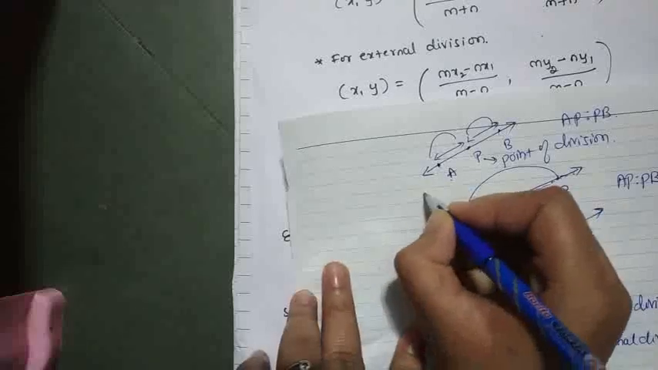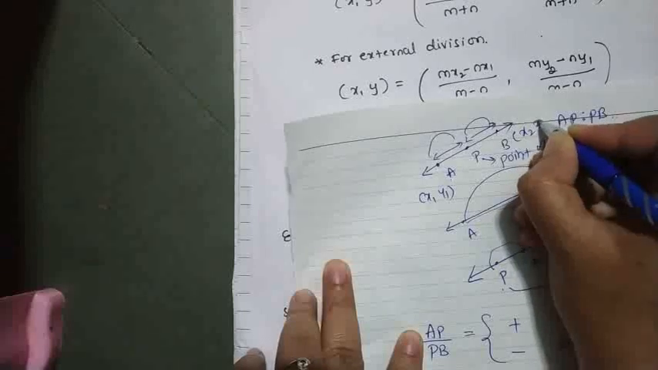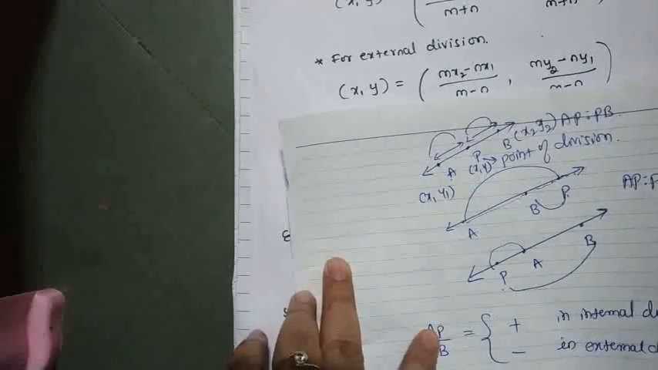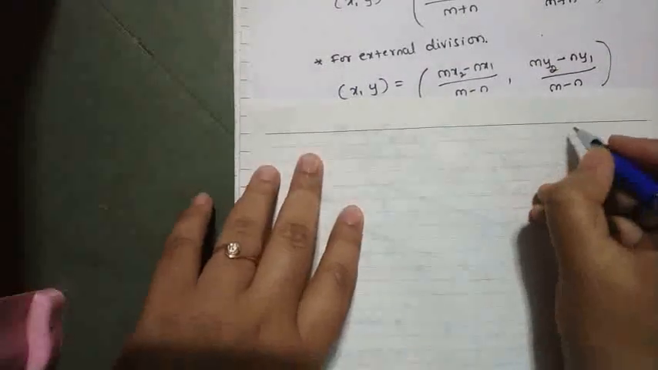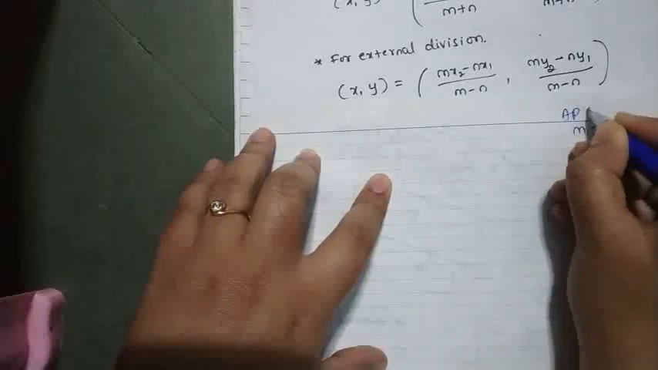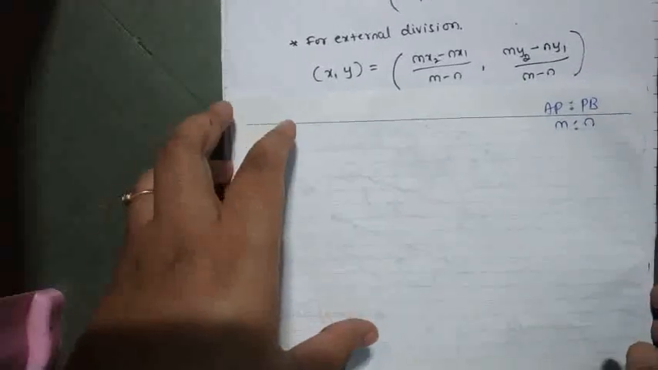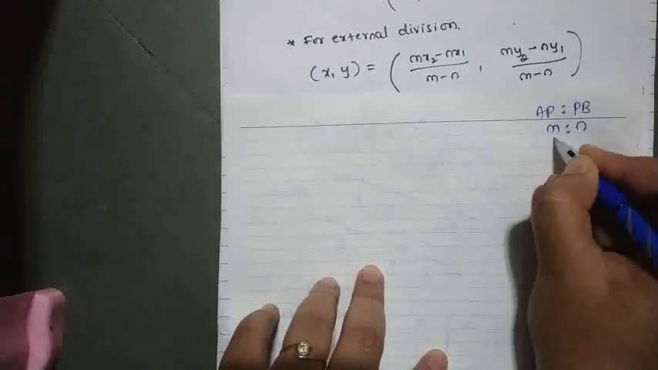So these are the given points: the coordinates of A are x1, y1 and the coordinates of B are x2, y2, and the point of division has coordinates, let it be, x comma y. Then for internal division, what is the formula? The ratio AP is to PB, let it be M is to N.